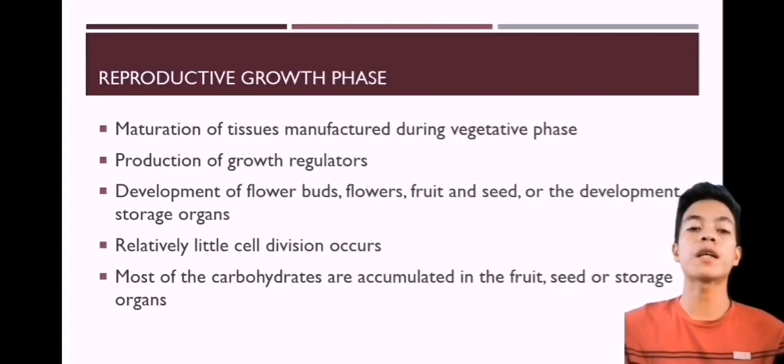Reproductive growth phase, on the other hand, means maturation of tissues manufactured during the vegetative phase, production of growth regulators, development of flower buds, flowers, fruit, and seed, or the development of storage organs. Relatively little cell division occurs. Most of the carbohydrates are accumulated in the fruit, seed, or storage organs.